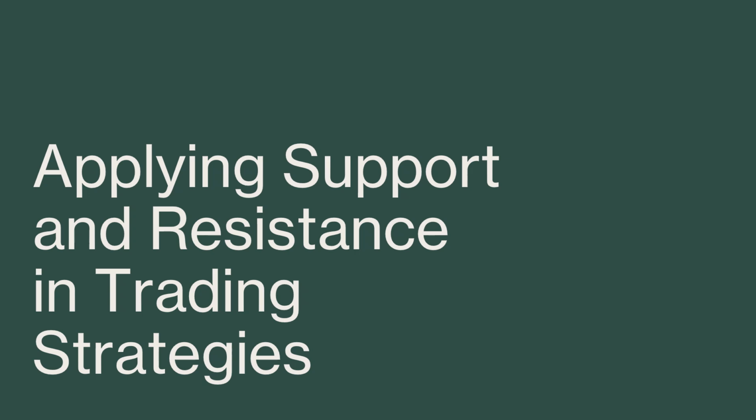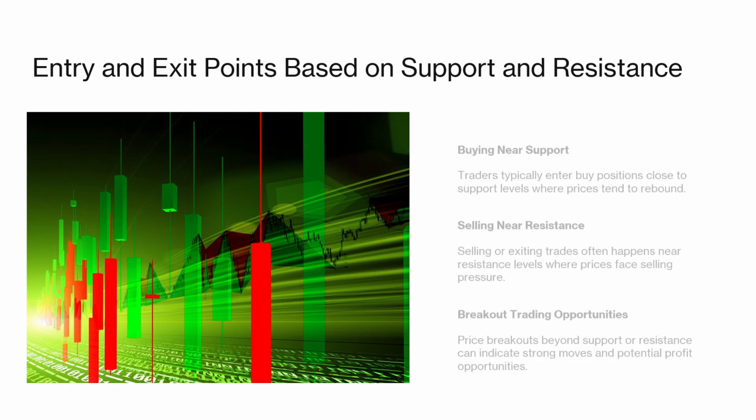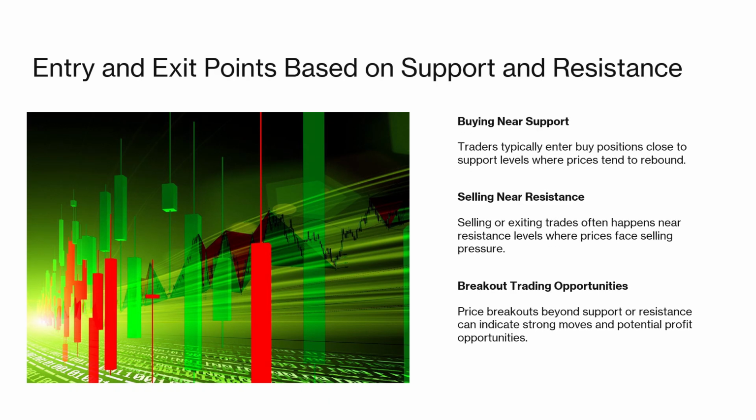So how do we apply support and resistance for trading strategies? Quite simply, you buy as the market approaches support because you know that the market should rebound from here, and you sell when the market approaches resistance because you are expecting to see selling pressure emerge. And let us not forget that once these levels are breached, they can also act as a breakout trading opportunity. They can indicate strong moves and potential profit opportunities.